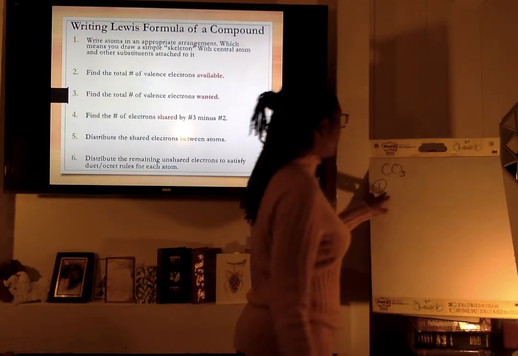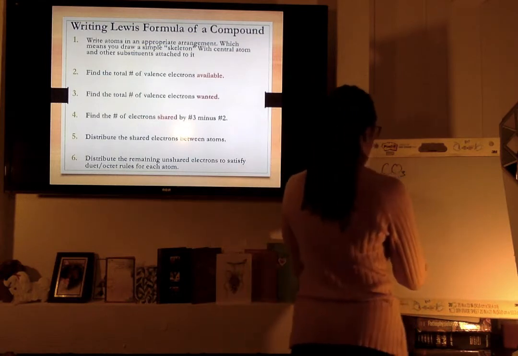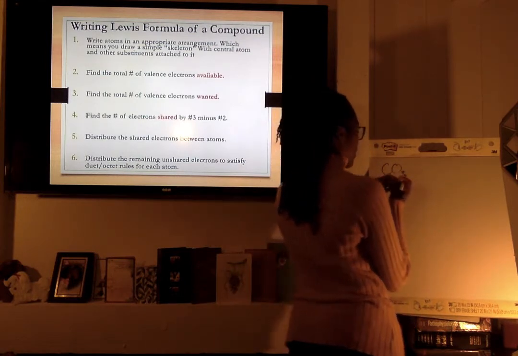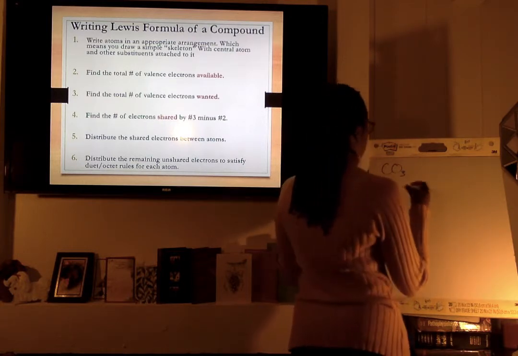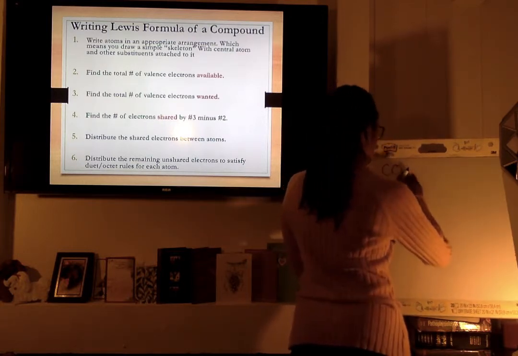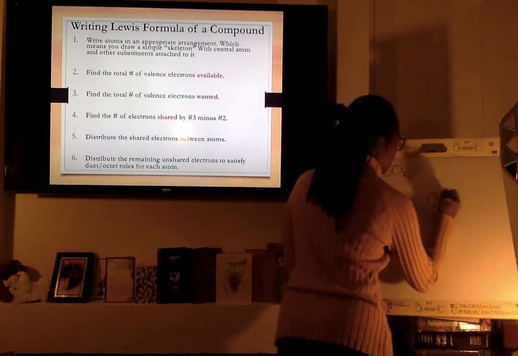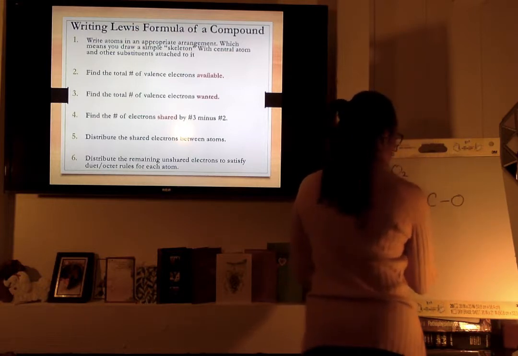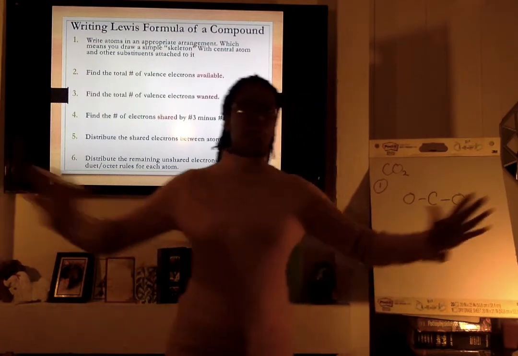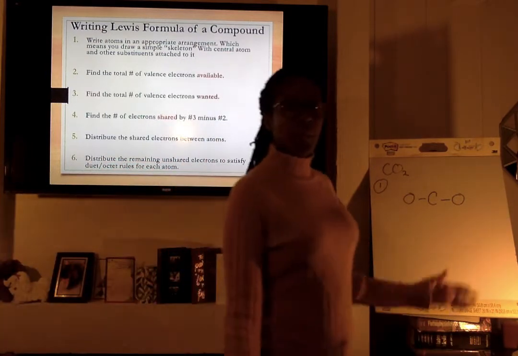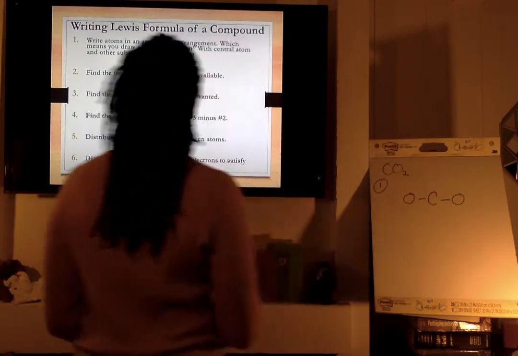You look at the compound and ask yourself, which one should I pick as a center atom? Carbon is generally the center atom for these compounds. Let's do CO2. I would guess this is how it would look, because I have 1 carbon and 2 oxygens, and you want to have them as far away as possible. That's the best way to write the oxygens, as far away as possible. So that would be my first step.